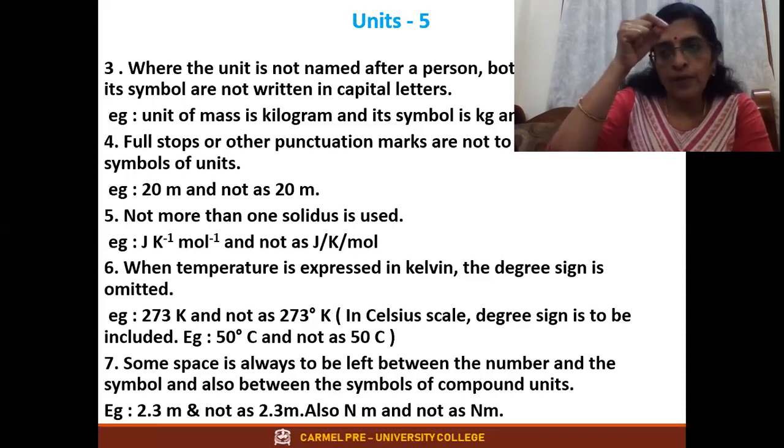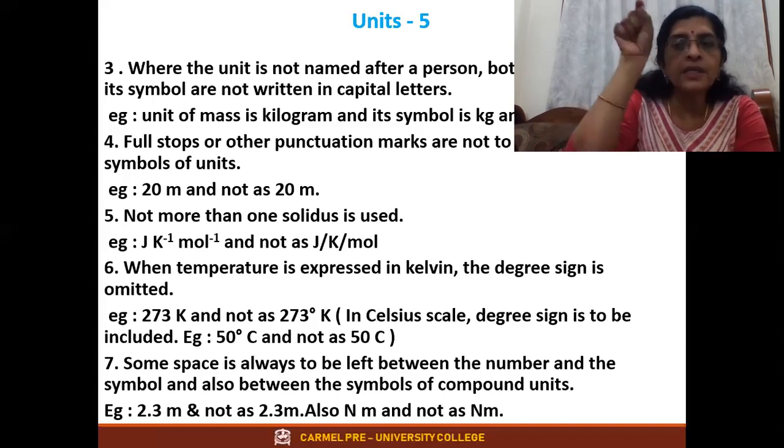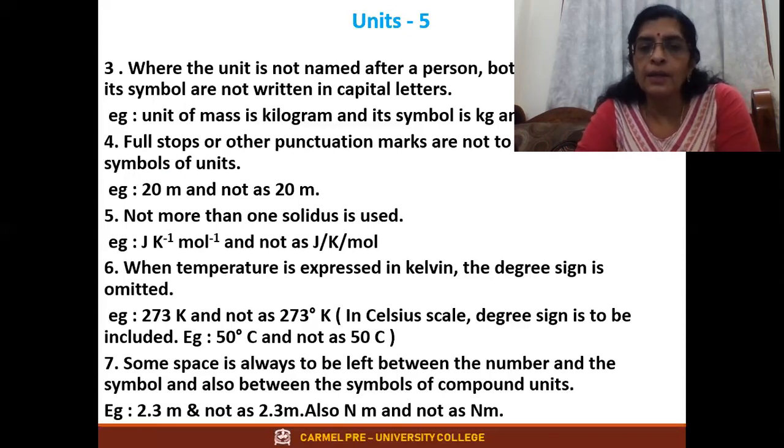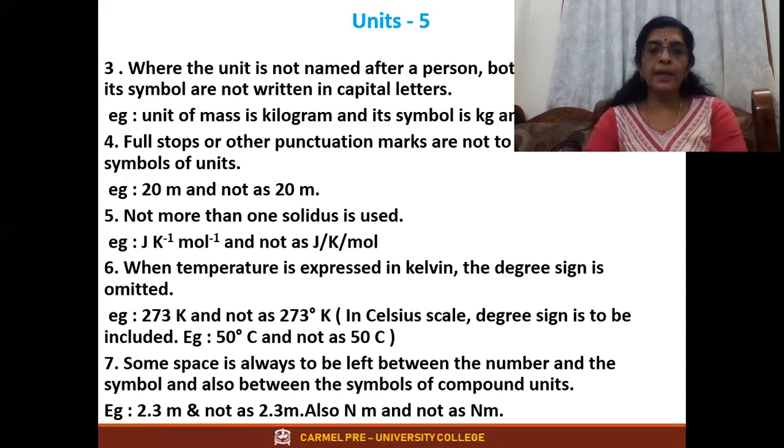Degree sign is used for one round, which will have 60 degrees, 70 degrees. But that degree sign should not be there for Kelvin. So it is 273 Kelvin and not 273 degree Kelvin here. Seventh one is that some space is always to be left between the number and the symbol.